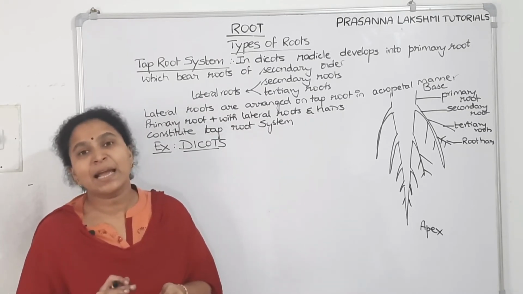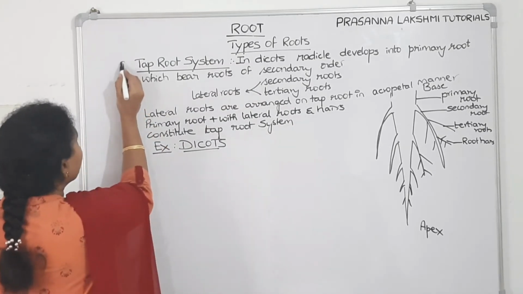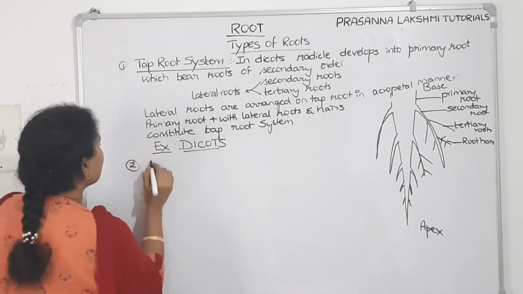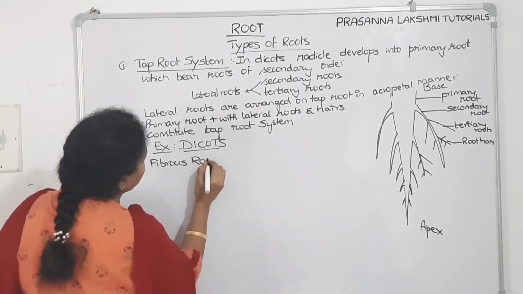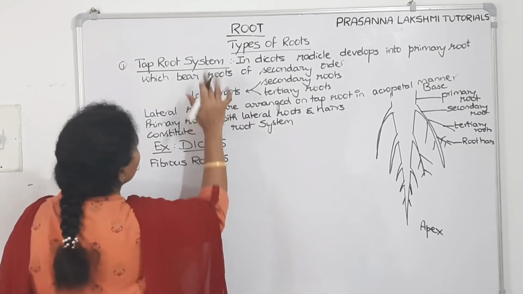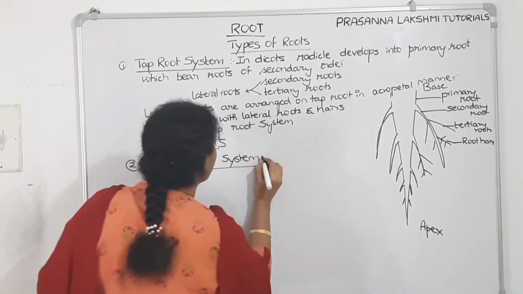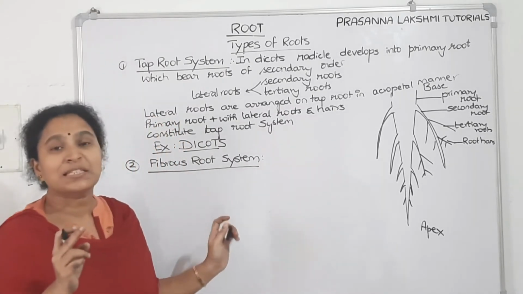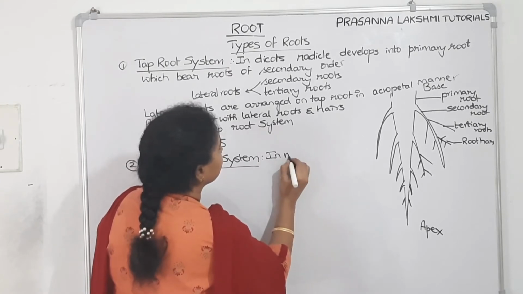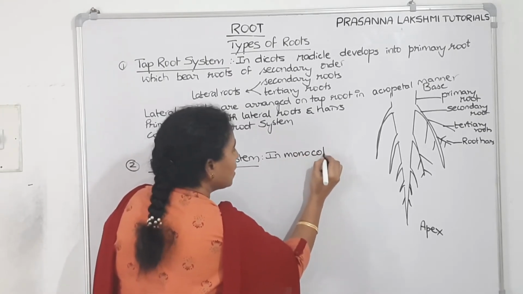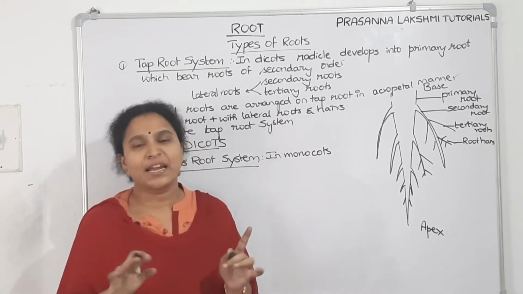Now coming to the second type of root, what is that called? Fibrous root. So this is the first type of root system. Now the second one is called fibrous root system. Let us understand what is fibrous root system. We told the taproot system is a characteristic feature of dicots, which means fibrous root system is a characteristic feature of monocots. Now in monocots we tell the primary root is short-lived, it will die.